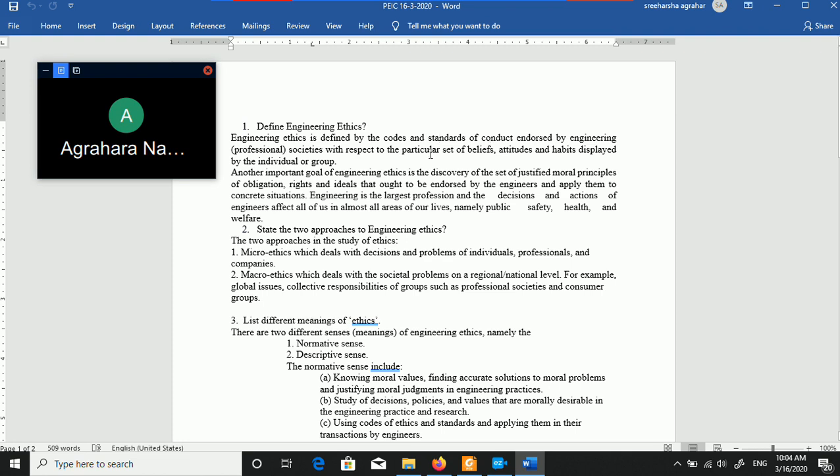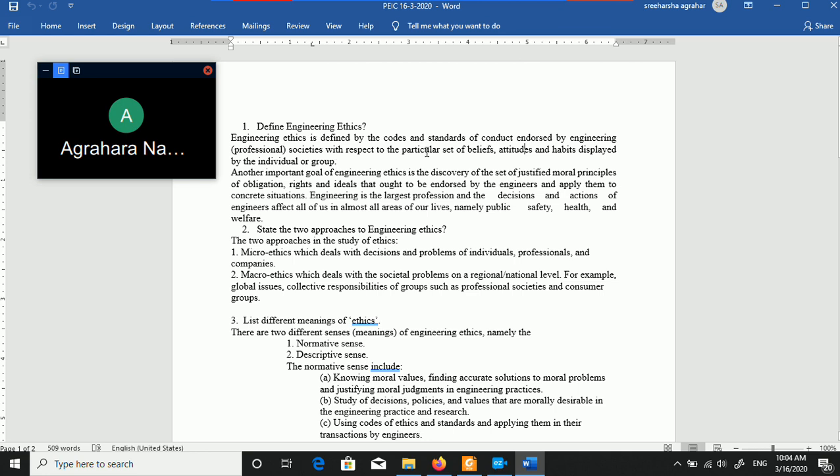It is endorsed, which means it is approved. It is said, yes, these are the standards that need to be followed, not by one person, but by the professional societies, where various people of different levels come, sit together and discuss, and then decide, okay, these are the things that need to be followed, with respect to a particular set of beliefs, attitudes, and habits displayed by the individual or group.